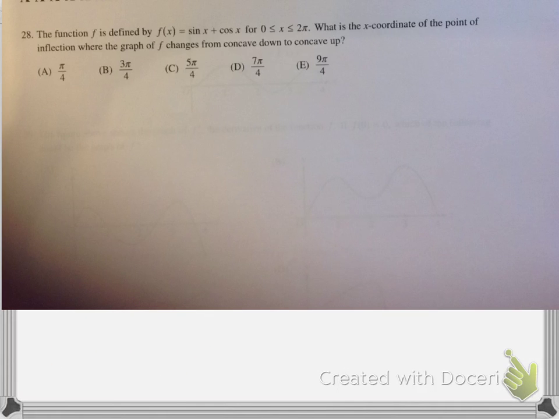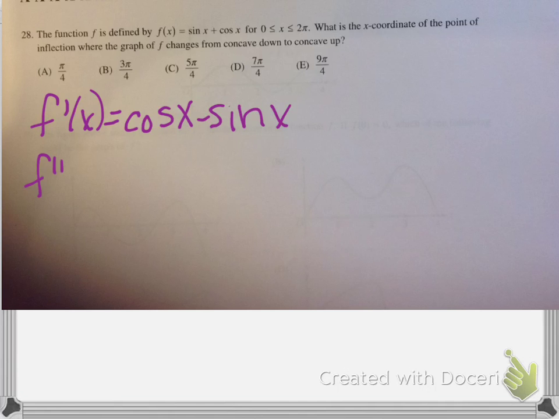Okay, number 28. So we're looking for a point of inflection, so you get that by finding the second derivative. So the first derivative is this. And then we have to find the derivative again. And we're going to set that equal to 0.